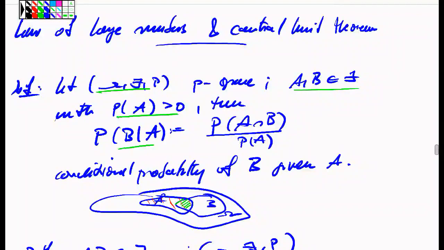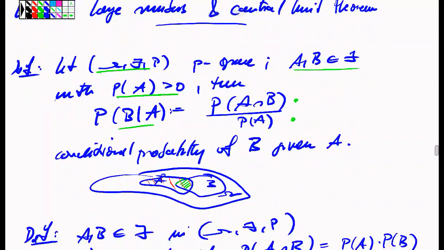Then we define the conditional probability of B given A as the ratio of the probability of the intersection of A and B with the probability of A. This can be understood as the relative probability of the event B in relation to the probability of A alone. That's our definition of conditional probability of B given A, when A has positive probability.